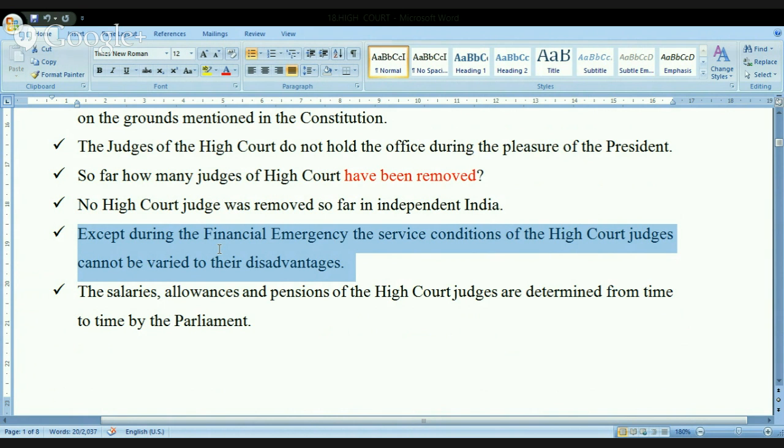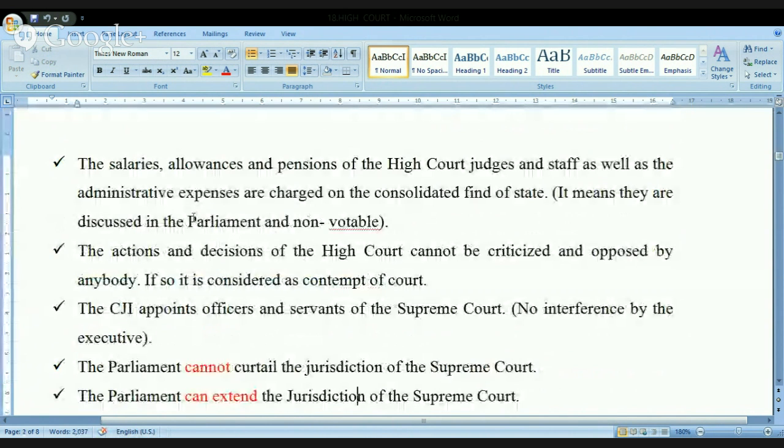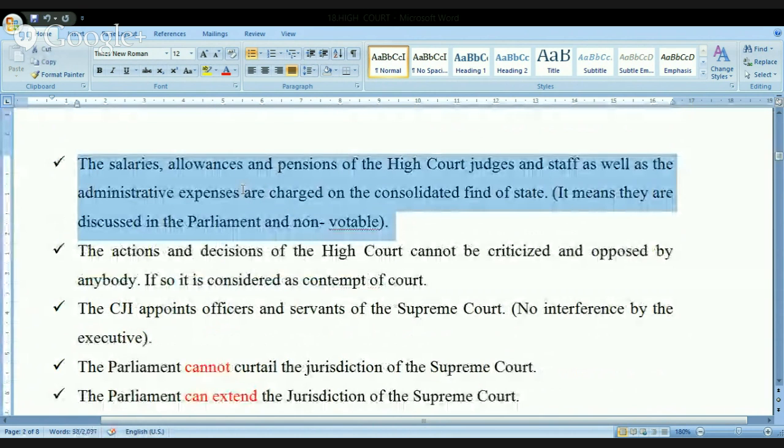Next one. I'm moving further. Look at this. The salaries, allowances, and pensions of the High Court judges and staff, as well as the administrative expenses, are charged on the consolidated fund of the state. While talking about the budget, I explained all the points very clearly. What is the meaning of the charged expenditure? It means they are discussed in the Parliament, but they are not votable. Voting is not permitted, only discussion is permitted.